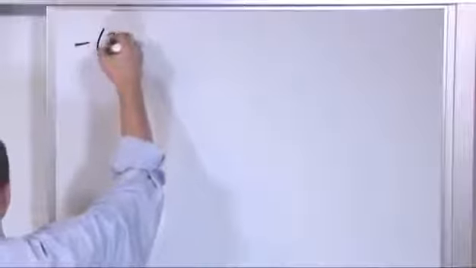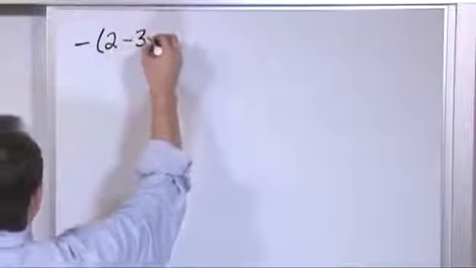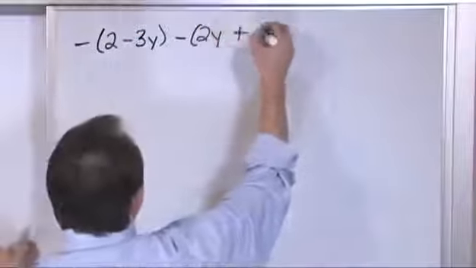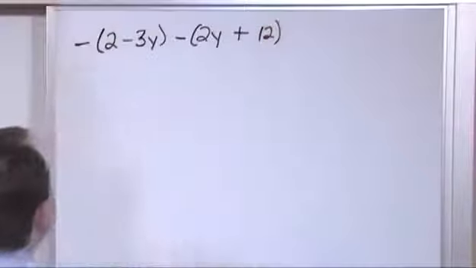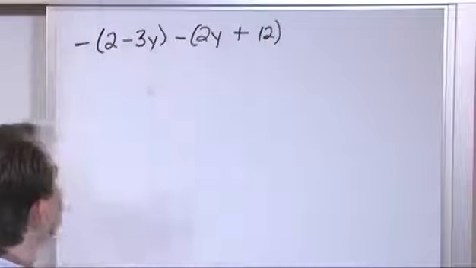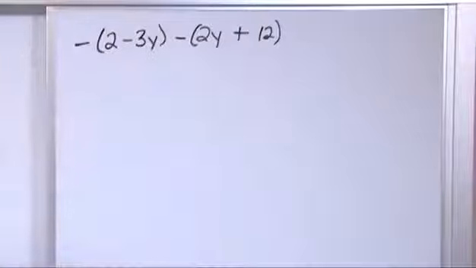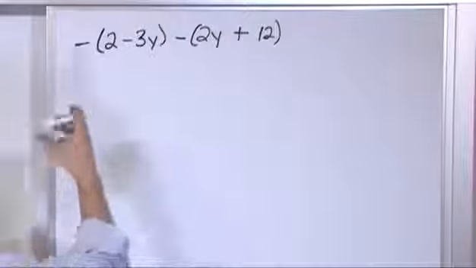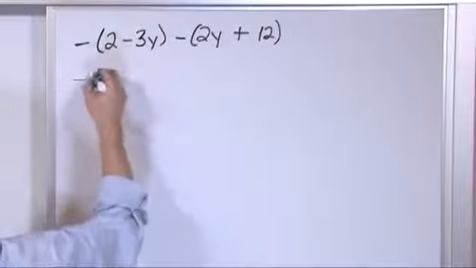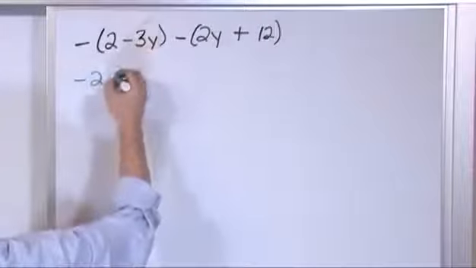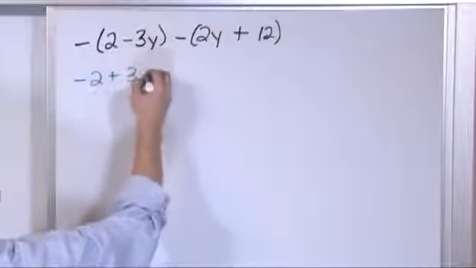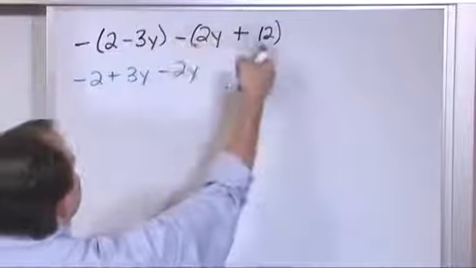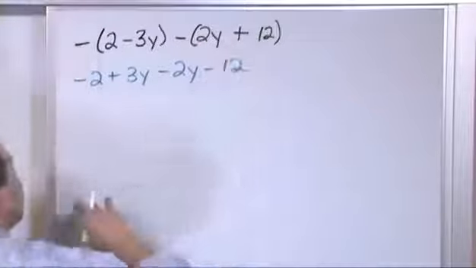What if we have negative 2 minus 3y minus 2y plus 12? Now here we have two sets of parentheses. Each one has a negative 1 out front, so we'll have to distribute in both cases. Distributing this, negative 1 times 2 is negative 2. Negative 1 times negative 3y is plus 3y. Negative 1 times this is negative 2y. Negative 1 times this is negative 12.